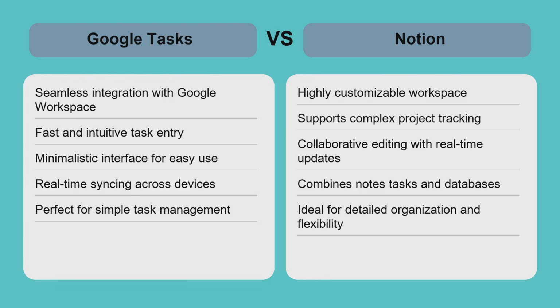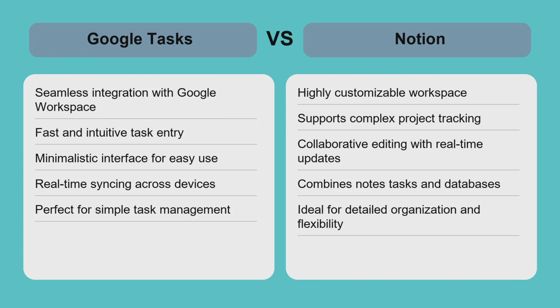When comparing Google Tasks and Notion, the choice depends on your workflow complexity. Google Tasks excels in straightforward task management, especially if you rely heavily on Google services. It's perfect for quick task entry and deadline tracking without distractions. Notion, on the other hand, shines for users needing a customizable, multifunctional workspace. It supports detailed project tracking, knowledge management, and team collaboration, making it ideal for complex workflows. The trade-off is that Notion requires more setup time and learning, whereas Google Tasks is ready to use immediately.